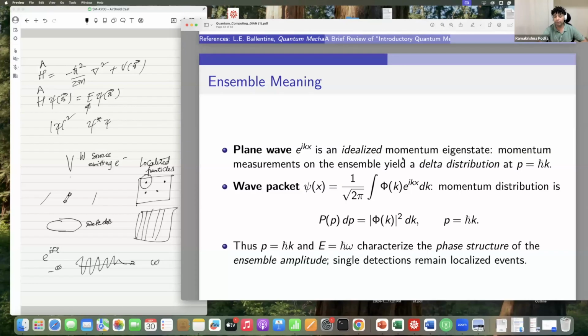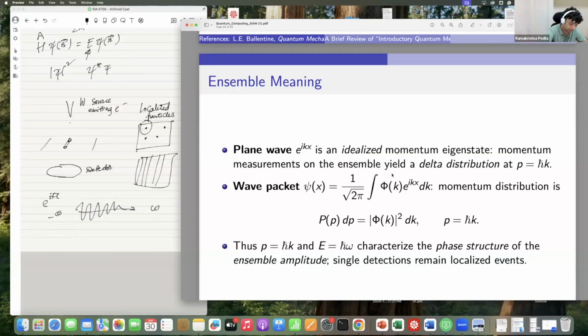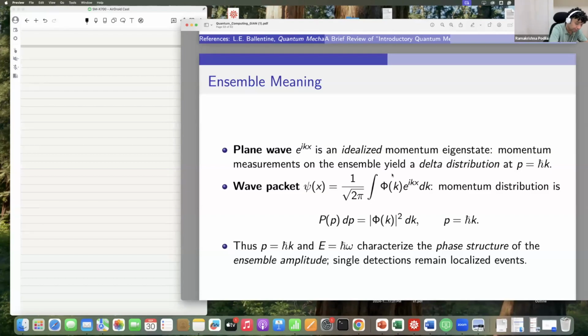So what we did was we took a bunch of momenta, the e to the power ikx that you see here in the second bullet point. We wrote psi of x as 1 over square root 2 pi, integral of phi of k e to the power ikx dk, right? So this phi of k is the weight that we are giving to different momenta, and we're collecting a bunch of momenta.